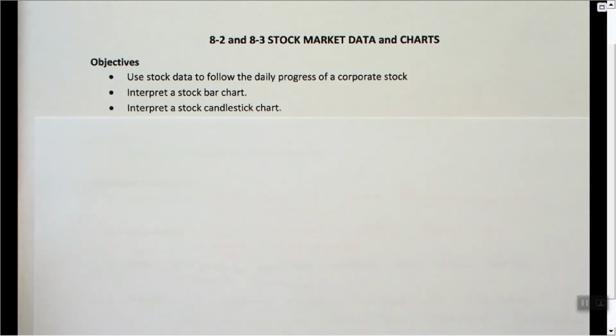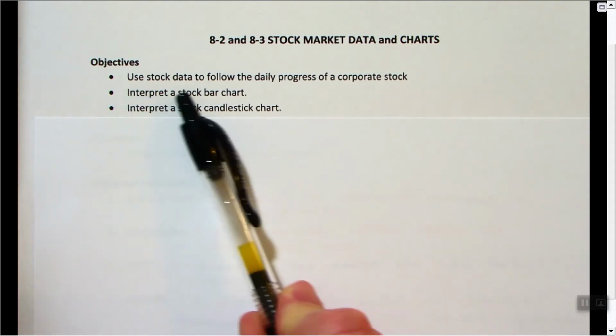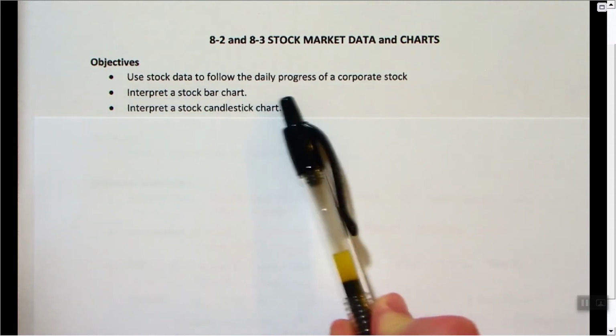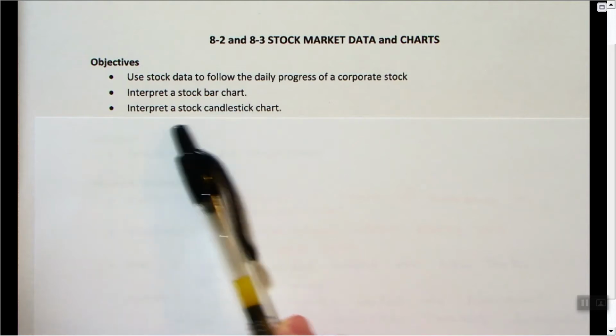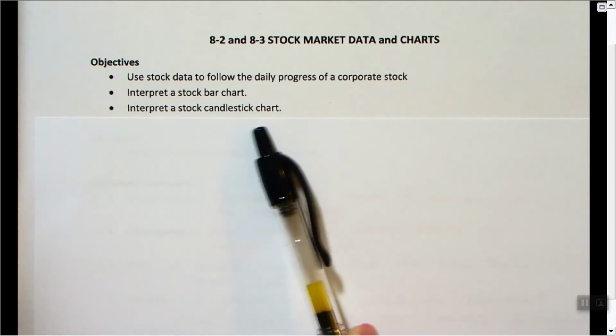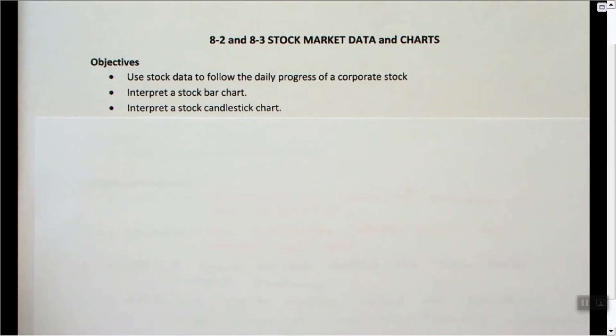Welcome! This video is about 8-2 and 8-3, and we are starting a unit about the stock market. We'll talk today about stock market data and some charts that are used to organize stock market data. We'll talk about how to use stock market data to follow the daily progress of a corporate stock. We'll interpret a stock bar chart and interpret a stock candlestick chart and what those different kinds of charts are.